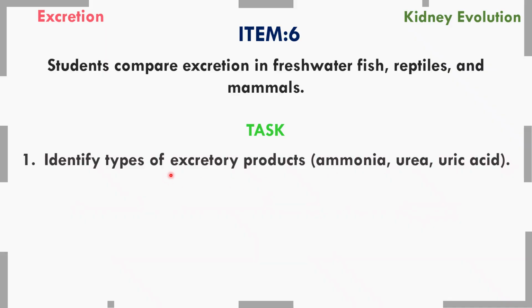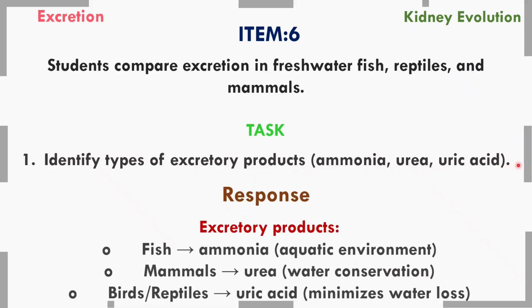Let's start with identify types of excretory products: ammonia, urea, uric acid. Excretory products: fish excrete ammonia, which suits the aquatic environment. Mammals excrete urea, which is good for water conservation. Birds and reptiles excrete uric acid, which minimizes water loss.